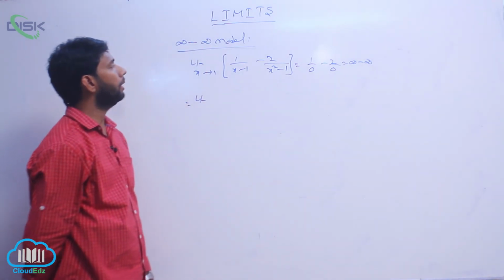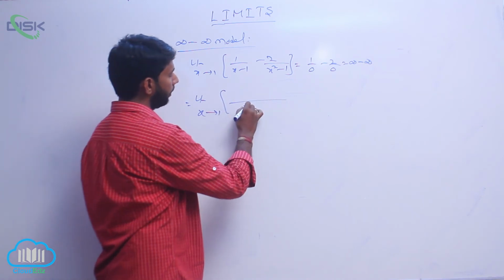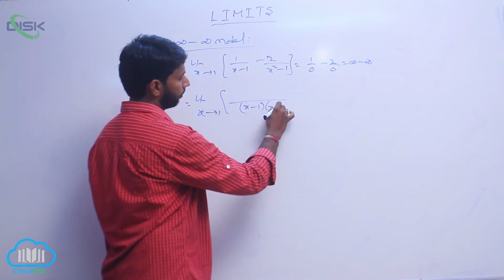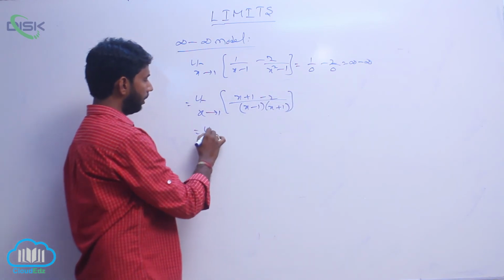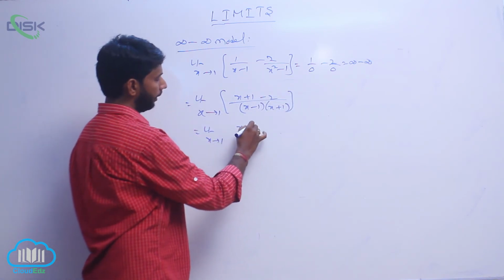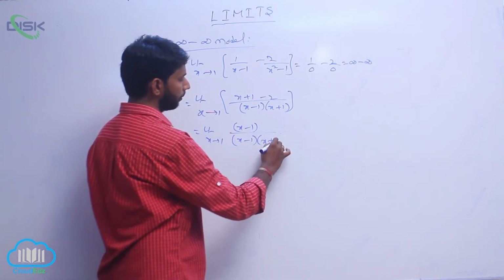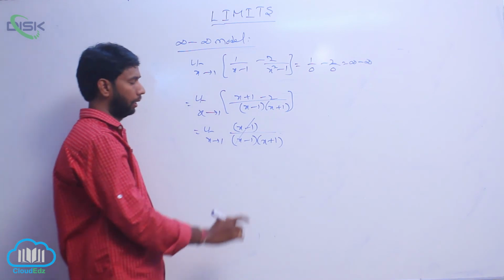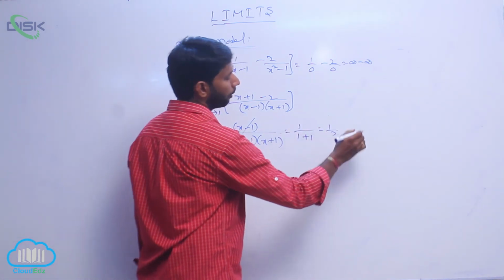For any infinity minus infinity form, take the LCM of the denominators, that is (x minus 1) into (x plus 1). In the numerator, x plus 1 minus 2. That is the limit x tends to 1, (x minus 1) by (x minus 1) into (x plus 1). Here x minus 1 cancels. Put x equal to 1, it is equal to 1 by (1 plus 1), which is equal to 1 by 2.